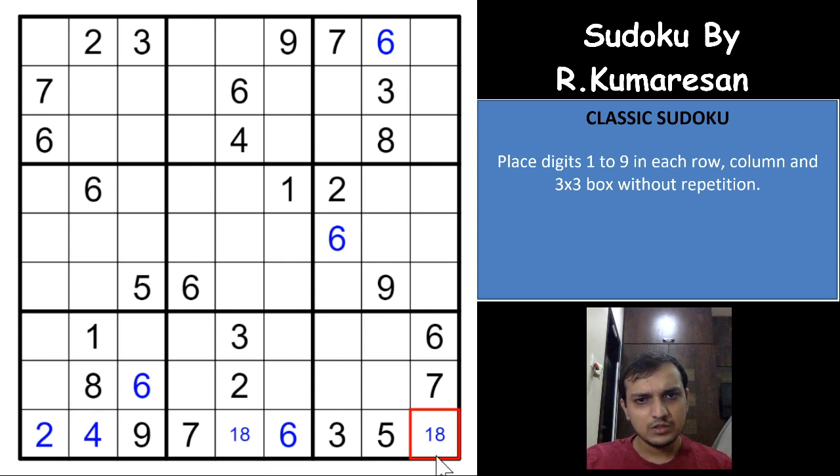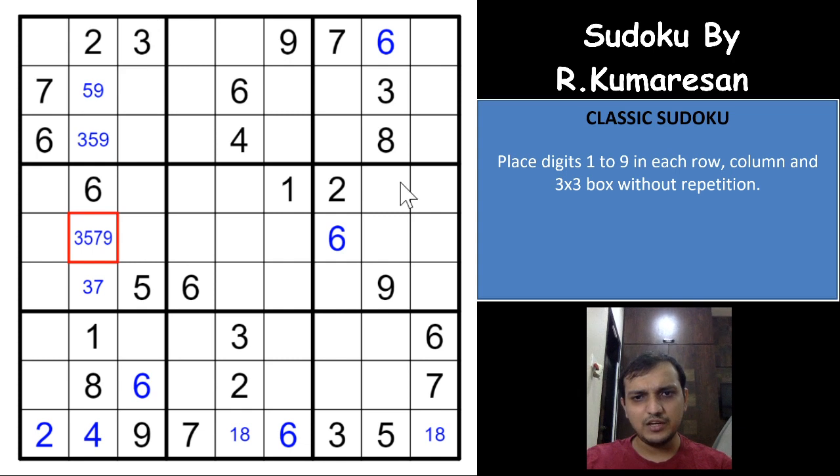And with this you have 5 digits already here. So the remaining digits are 3, 5, 7 and 9. 7 is already here. 3 is already here. It has to be 5 and 9. All the 4 digits 3, 5, 7, 9 would be here.